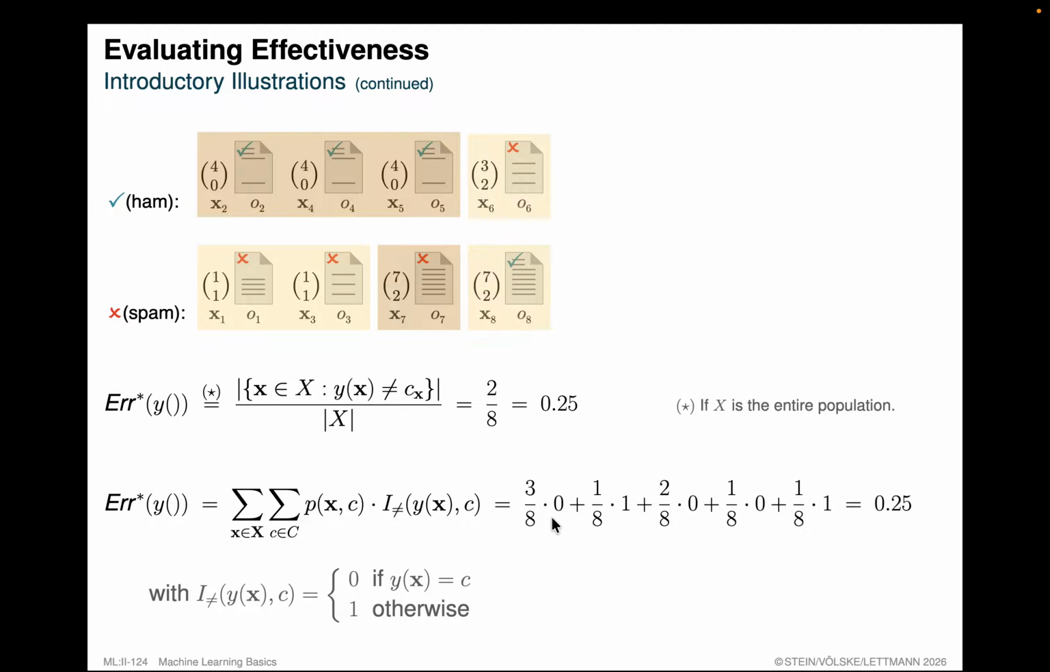And this can be computed as well. So we have a likelihood of seeing this email 3/8 of the time, 1/8 for this, 2/8 for this, 1/8 for this, and 1/8 for this. And this is then the result of the indicator function, and we get the same result. These are two different but equivalent views on the same situation.